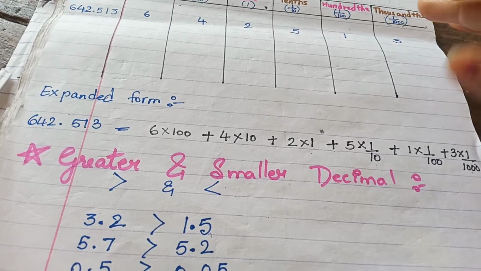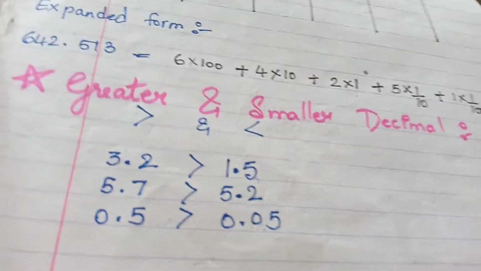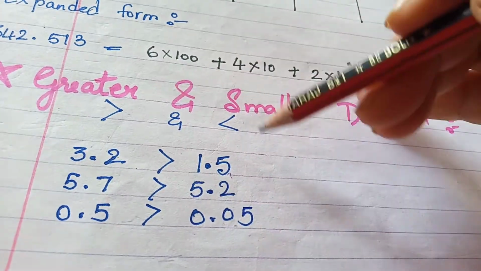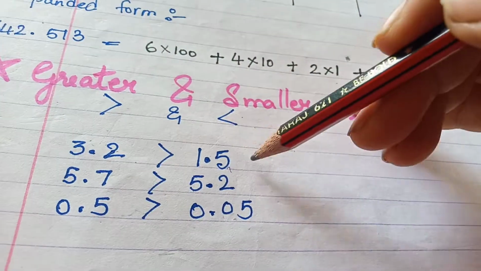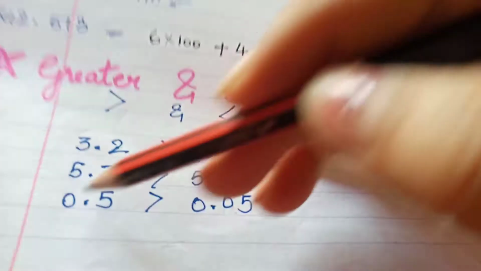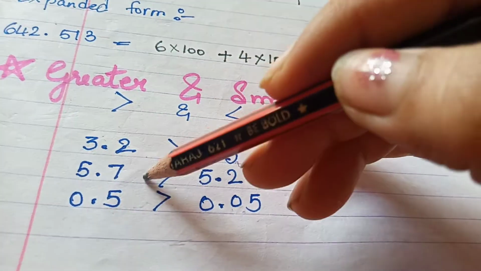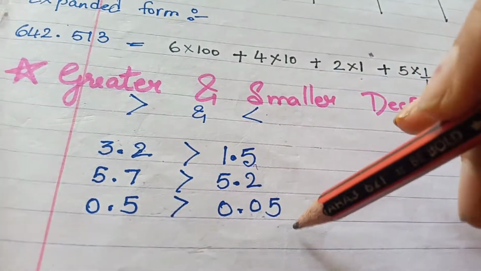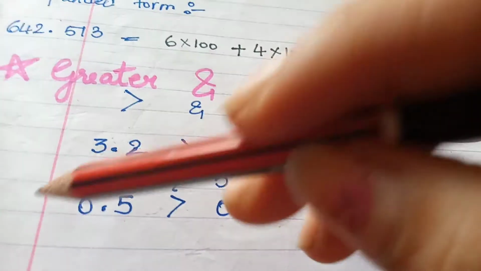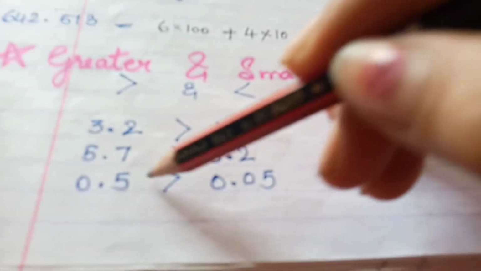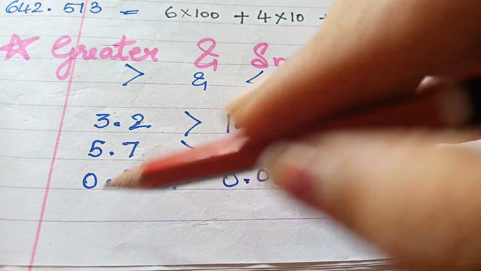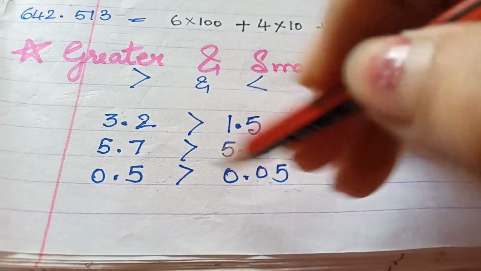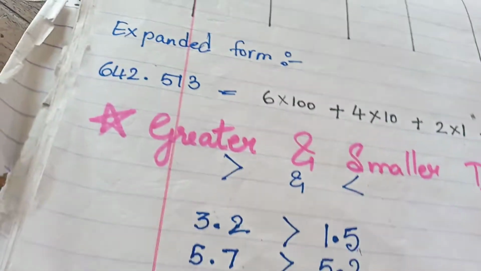Okay, then the next topic is greater and smaller decimal. So here it is given greater sign, smaller sign. 3.2 and 1.? This is very clear, 3 is greater than 1. Then 5.7 and 5.2. After the point, see, here 5 is the same, 7 and 2, which is the greater? 7. Now here children make mistakes. So here see 0.5 and 0.05. Here ignore the 0, same 5 and here 0. So is 5 greater or is 0 greater? 5. So this number is greater, 0.5 is greater.